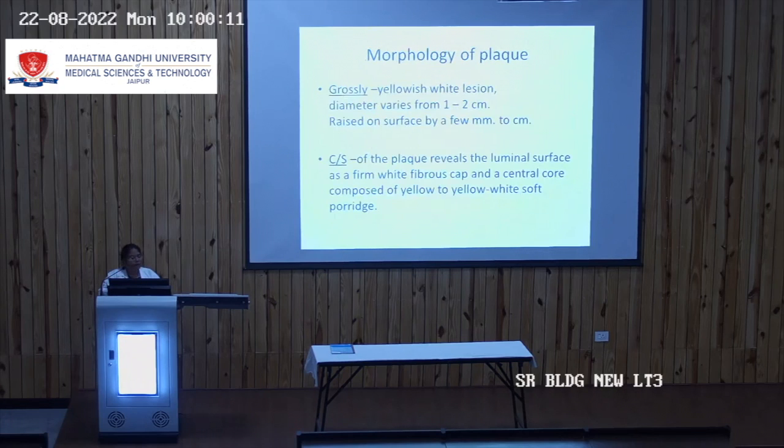Now grossly, they appear as yellowish white lesions. Diameter may vary and they are raised from the surface by a few millimeters to a few centimeters. And if you do a cut section, then you can see a firm white cap and a central yellow core.